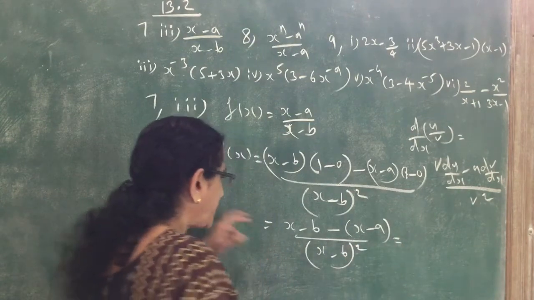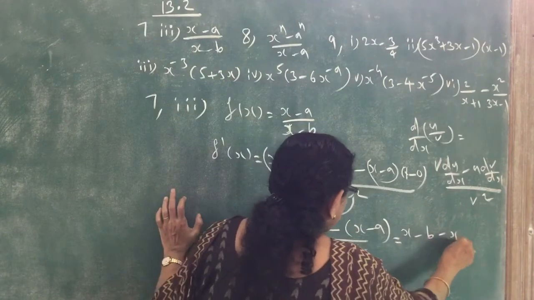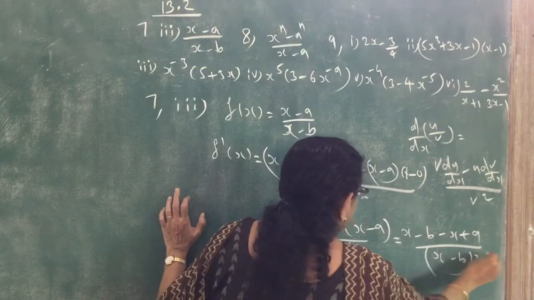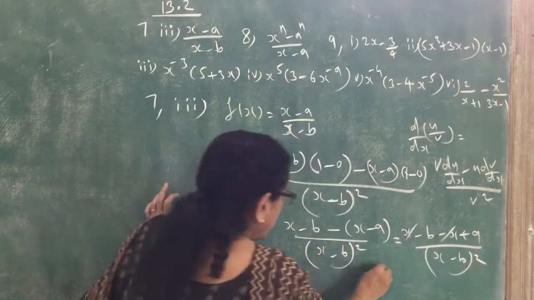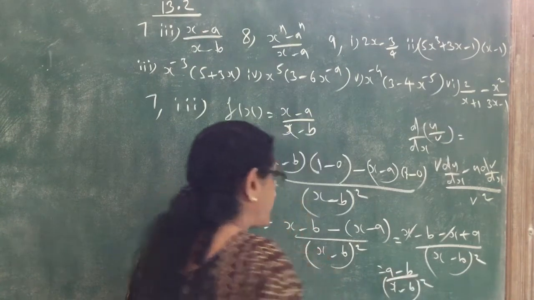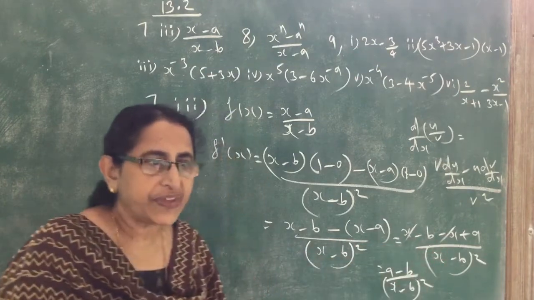That is equal to, here open the bracket. So we get x minus b minus x plus a, divided by (x minus b) whole square. So x minus x cancel, a minus b. We get the answer (a minus b) divided by (x minus b) whole square. So the answer is (a minus b) divided by (x minus b) whole square.